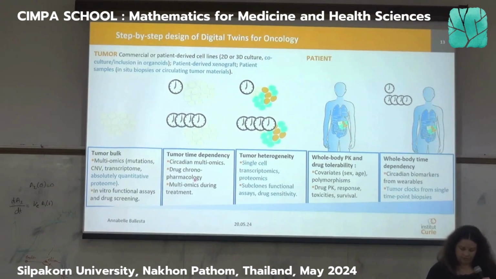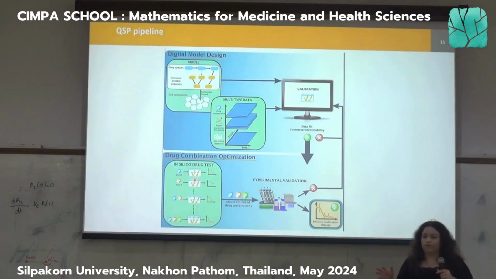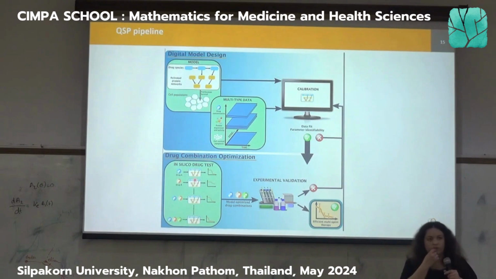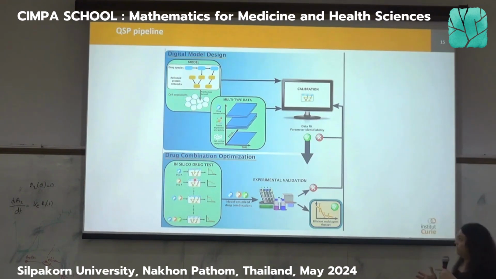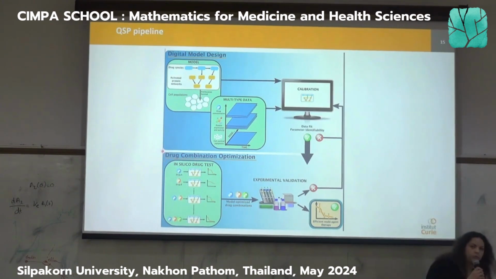Okay, so this being said, the idea now is to guide you step by step to a QSP pipeline, so quantitative systems pharmacology pipeline. So how do we do quantitative systems pharmacology? Basically there is a first step about model design, and then once we have the model, we can use it for this particular case, definitely for drug combination optimization.